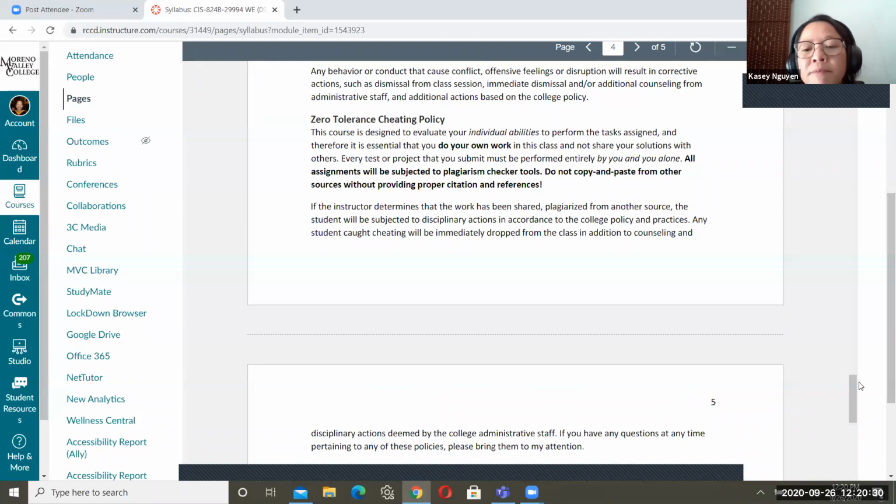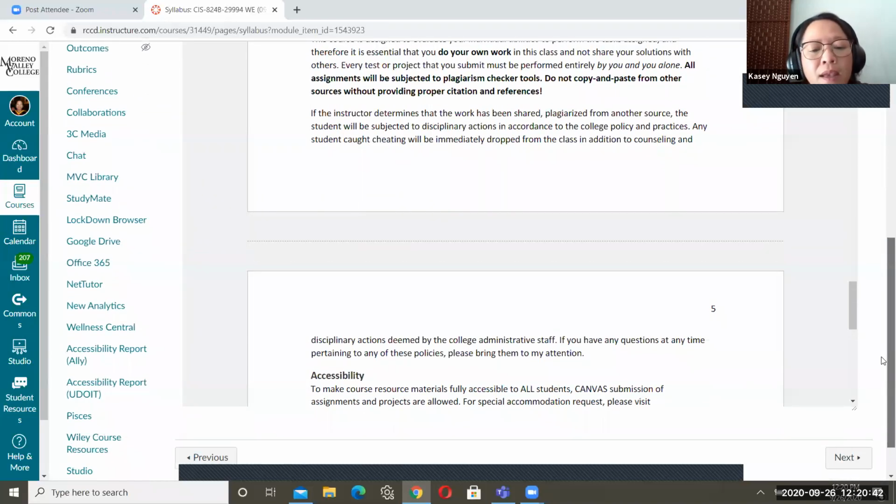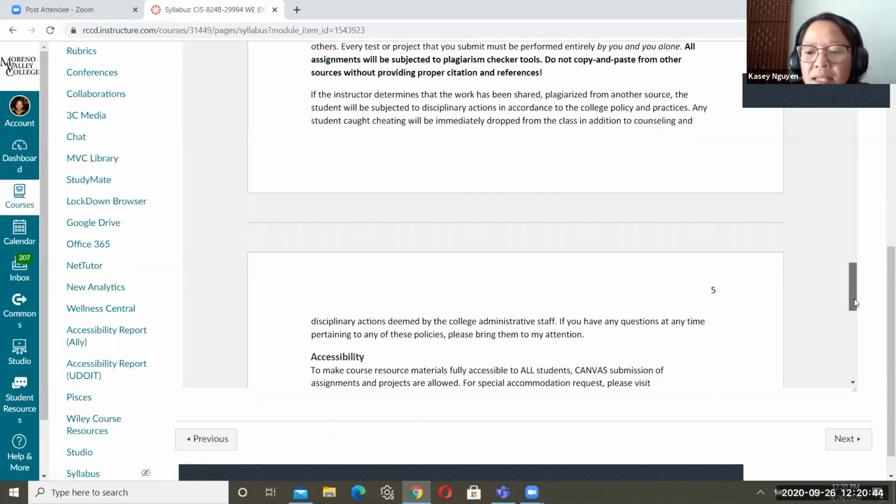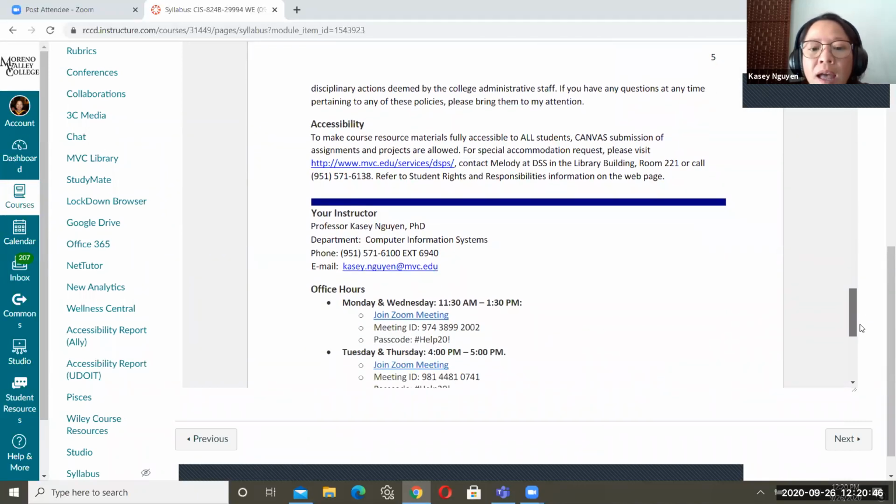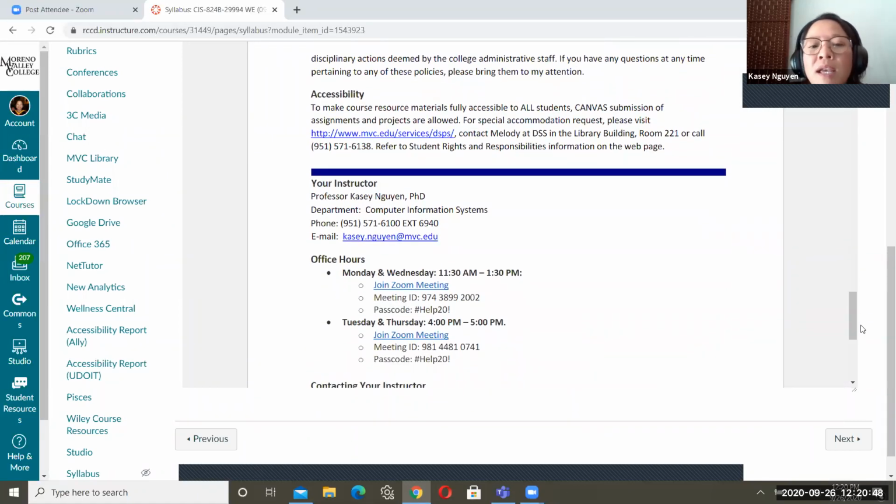So in the case of plagiarism, I normally file a form, and the student will have to be counseled through the Vice President of Academic, and it goes into the file. With accessibility, I set up the course such that the content is accessible.